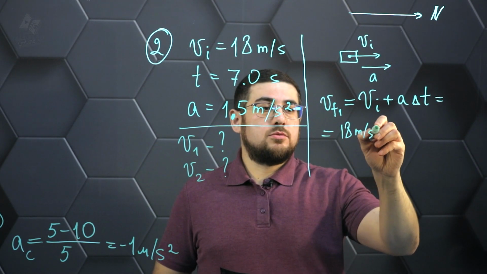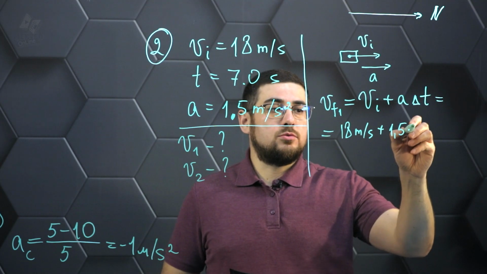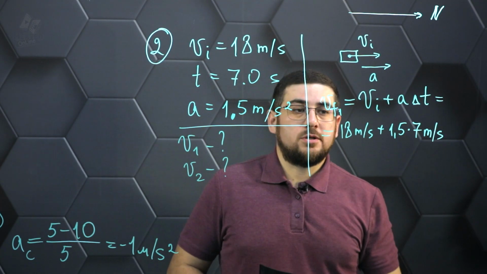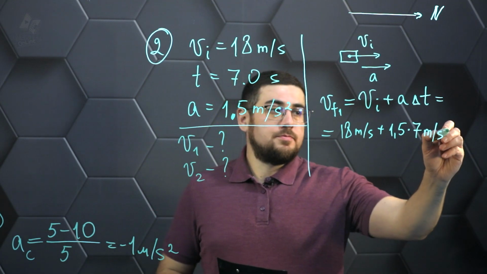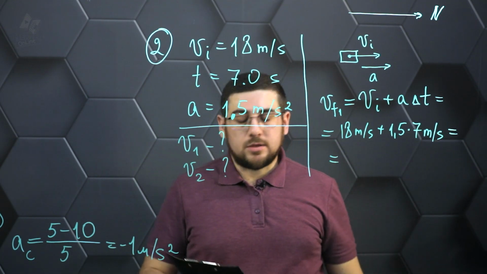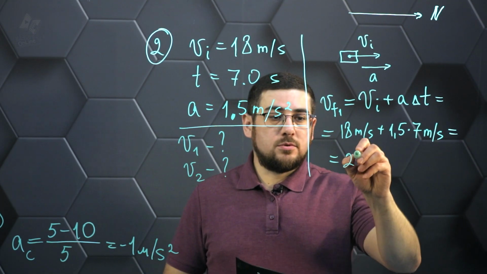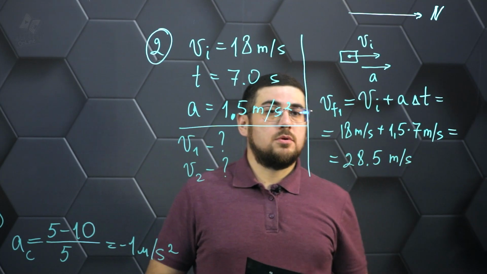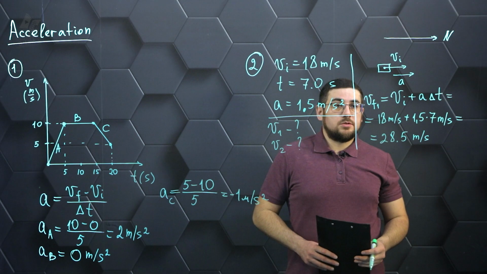So, when an object moves at a speed of 18 meters per second and also accelerates by 1.5 times 7, this resulting value will also be measured in meters per second due to dimensionality. So, well, the answer we get then is 28.5 meters per second. That's the final velocity in the first case.